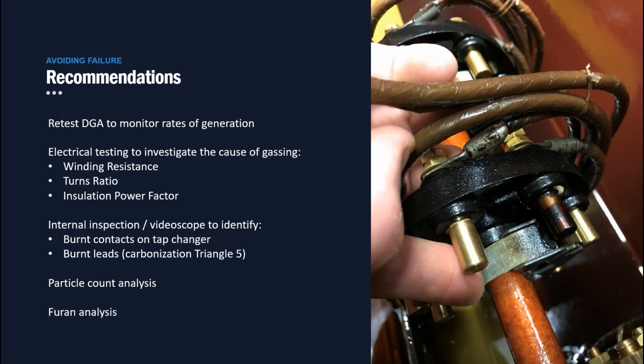So the asset manager did an internal inspection. He sent me this photo, which shows you the offload tap changer. And we can see burned contacts around here. So this is a common problem in transformers. And we can also see here some burning of this paper-covered lead. So this could be why we saw carbonization of the paper in Duval triangle 5.